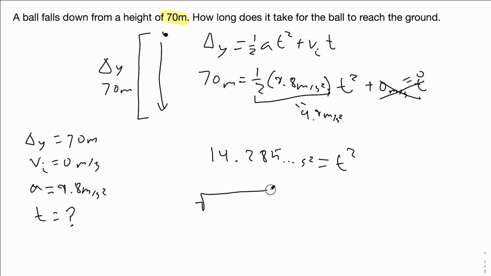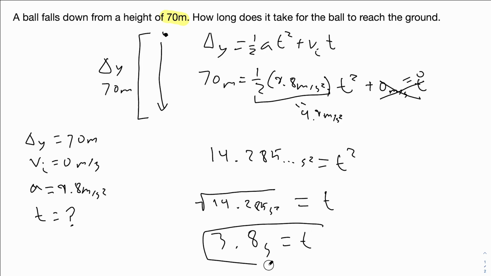Now to get t by itself, we'll just take the square root of both sides. We get the square root of 14.285 seconds squared equals t. And the square root of that is 3.8 seconds equals t. And that is our solution.